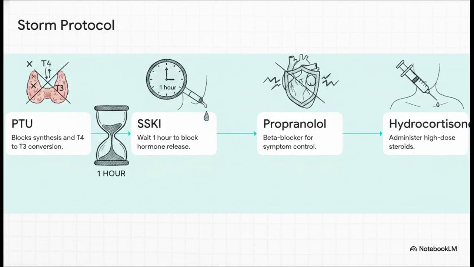Now, what if the worst happens and the patient tips into a thyroid storm? This is a rare but frankly terrifying complication with a mortality rate of up to 17%. You must execute a strict prioritized sequence here. Step 1.